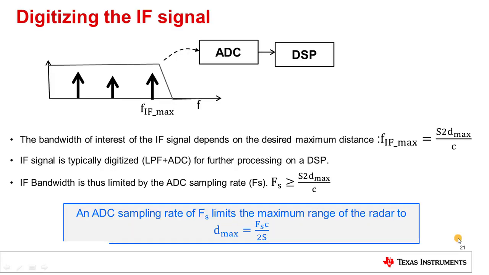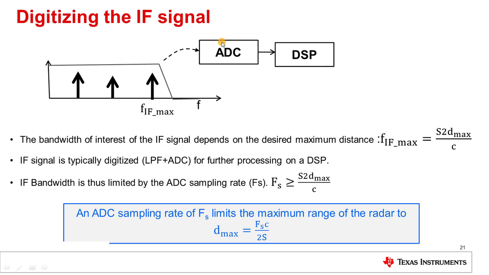So we've talked about the IF signal and that the frequency of tones in the IF signal is directly proportional to the range of objects. In most radars, what happens is that the IF signal is digitized for subsequent processing. So it's first low-pass filtered and then digitized by an ADC and sent to a suitable processor such as a DSP. The DSP could begin by doing a Fourier transform to estimate the range of objects and subsequently do other kinds of processing to estimate the velocity and angle of arrival of these objects. And this is something we'll get to in subsequent modules.